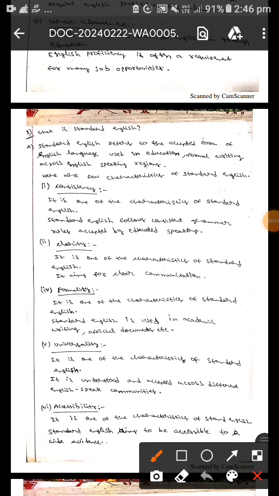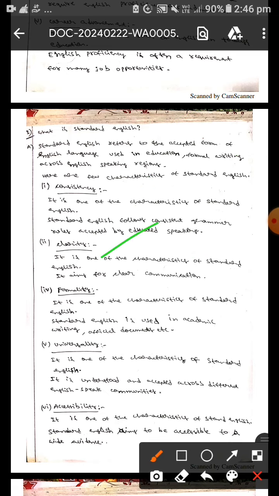Today we are here to discuss what is standard English. Standard English refers to the accepted form of the English language used in education, formal writing, and across English-speaking regions. Here are a few characteristics of standard English. The first one is consistency. Standard English follows consistent grammar rules accepted by educated speakers.